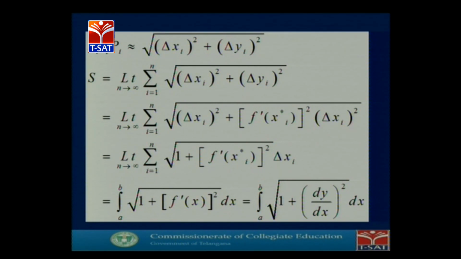So that means if you want to find the length of the curve y is equal to f of x in between the lines x is equal to a and x is equal to b, then that length is nothing but integral a to b under root of 1 plus (dy by dx) whole square into dx.